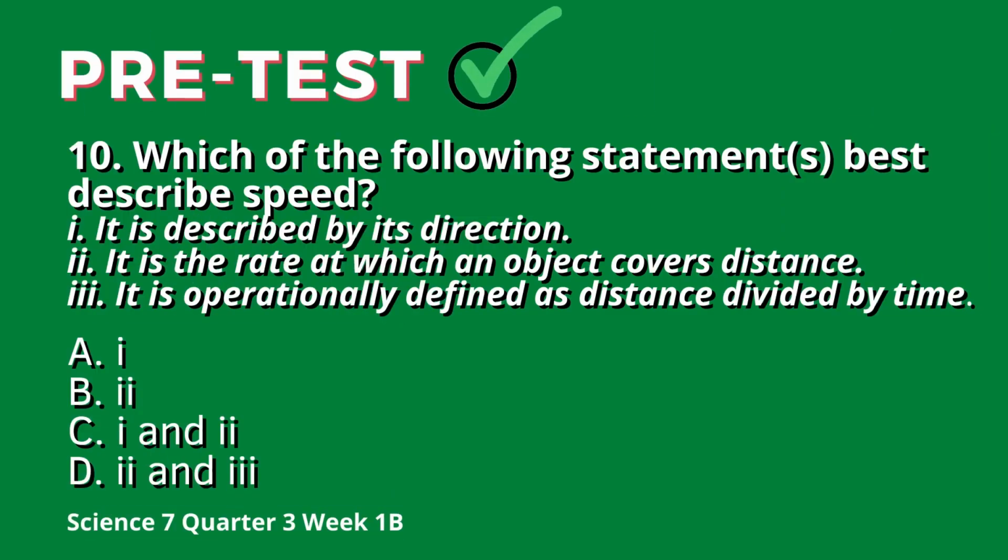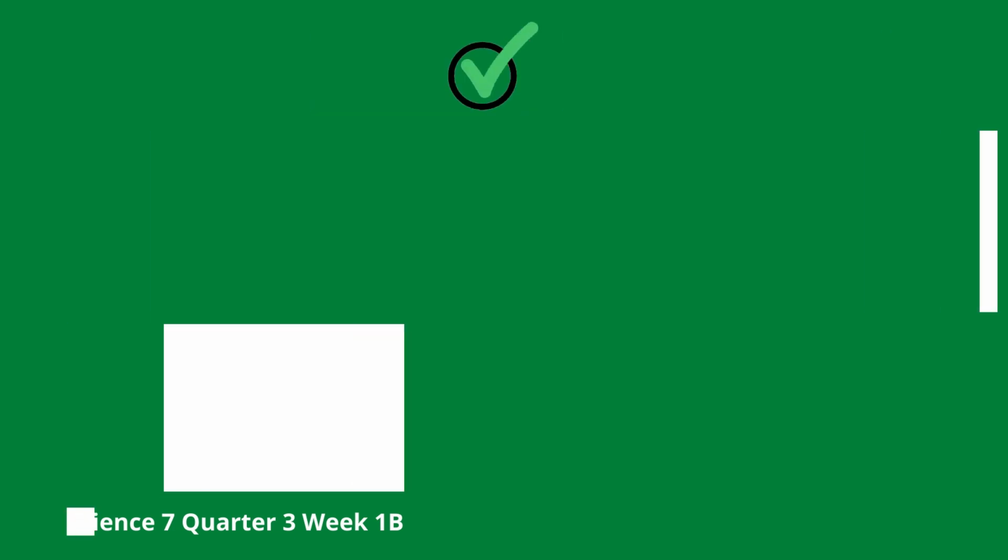10. Which of the following statements best describe speed? 1. It is described by its direction. 2. It is the rate at which an object covers distance. 3. It is operationally defined as distance divided by time. A. 1. B. 2. C. 1 and 2. D. 1 and 3.